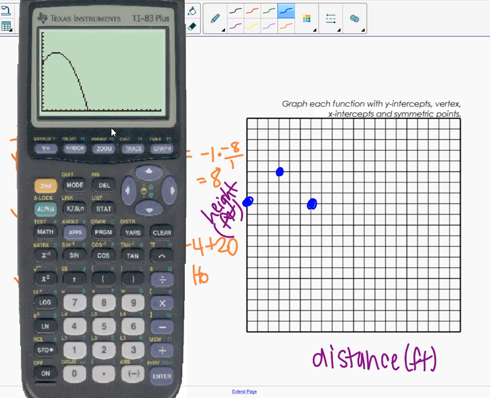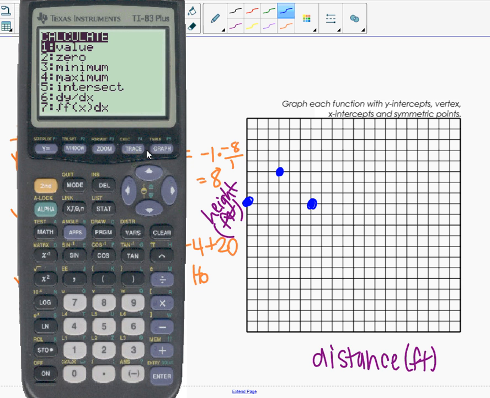Okay. So far nothing's new. You guys all know how to graph in y equals. You all know how to mess with your window, but it's really making sense of what's going on here. You're going to hit second and you're going to hit trace. So it's this button right here between zoom and graph.